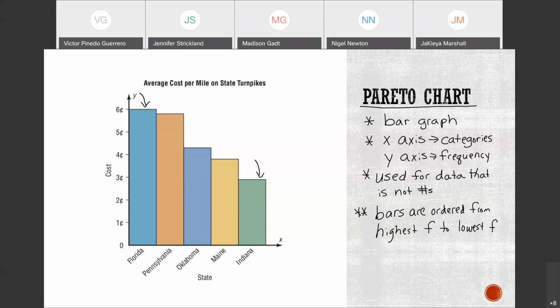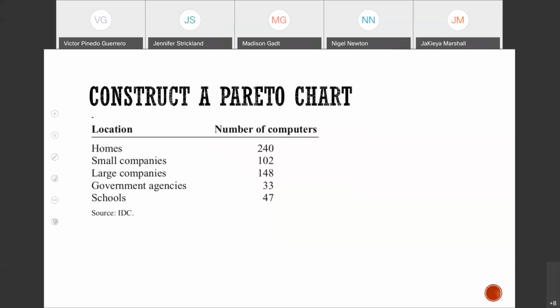All right, so let's go ahead and make sure that we can draw one of these charts. We've got an example. If you want to jot it down, that's fine. I can wait for you, or if you want to take a picture, however you want to do it, or if you don't want to do either, that's okay too. We've got the locations, different places: homes, small companies, large companies, agencies, and schools. And then we have the number of computers at each of those 5 locations.